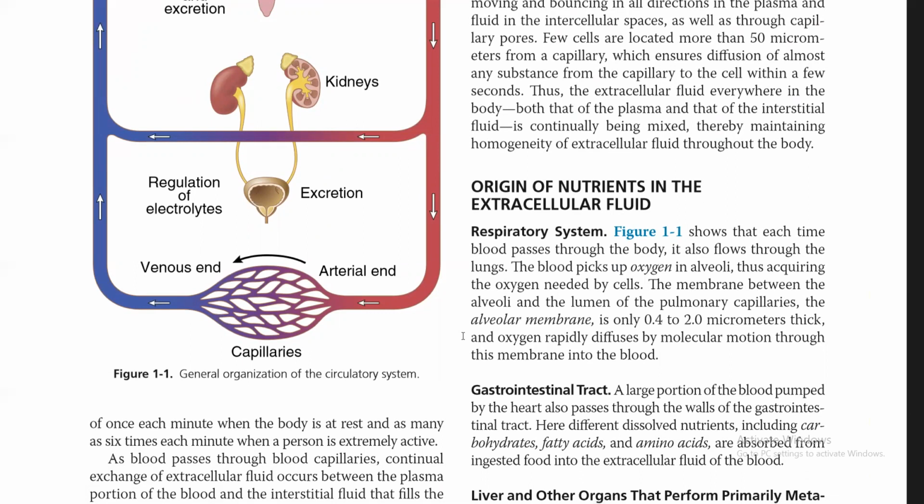So this is how oxygen is coming into the body, and carbon dioxide will eventually be going out of the body. So now we come to the gastrointestinal tract. A large portion of blood pumped by the heart also passes through the wall of the gastrointestinal tract. Here, different dissolved nutrients, including carbohydrates, fatty acids, and amino acids, are absorbed from ingested food into the extracellular fluid of the blood.